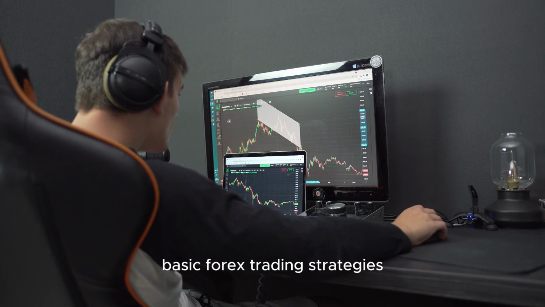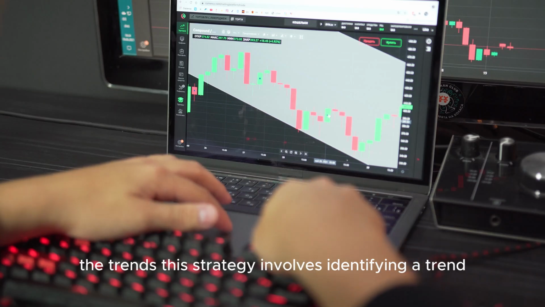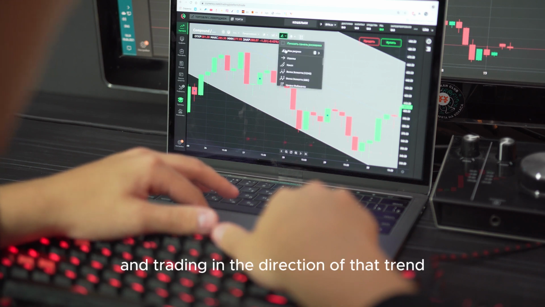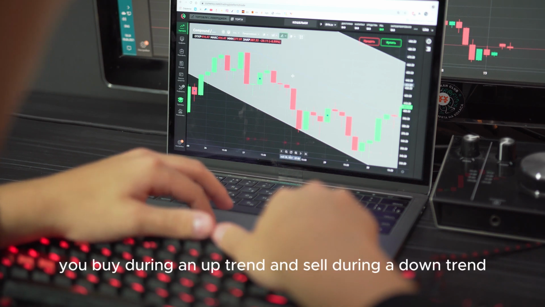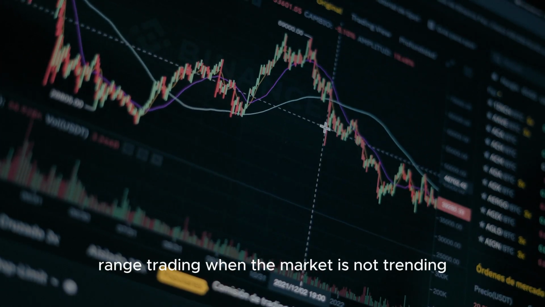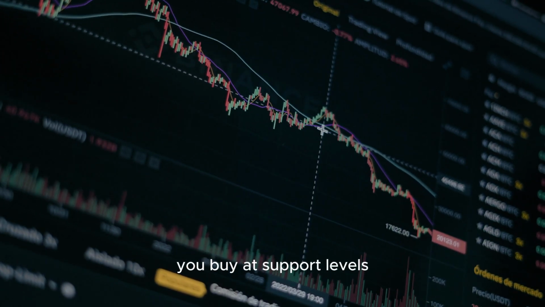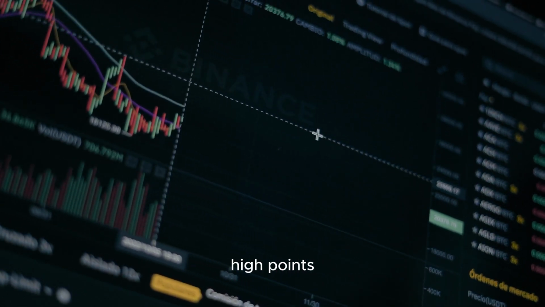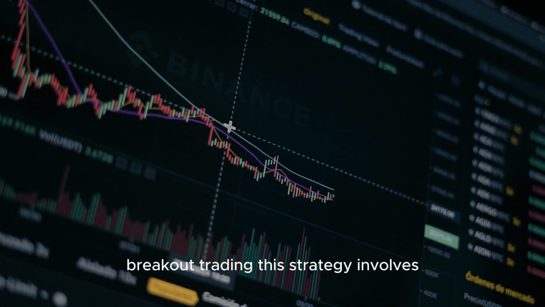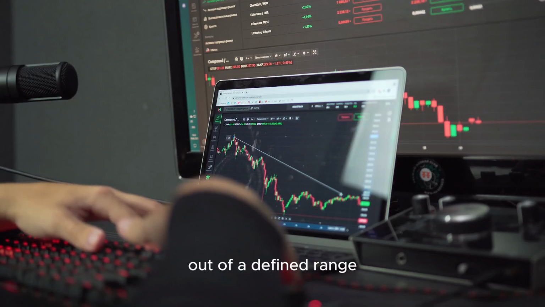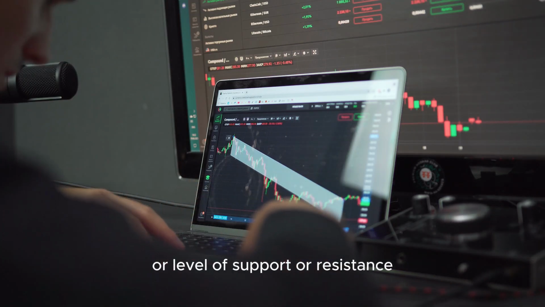Basic Forex trading strategies. Trends. This strategy involves identifying a trend and trading in the direction of that trend. You buy during an uptrend and sell during a downtrend. Range trading. When the market is not trending, you buy at support levels, low points, and sell at resistance levels, high points. Breakout trading. This strategy involves entering a trade when the price breaks out of a defined range or level of support or resistance.